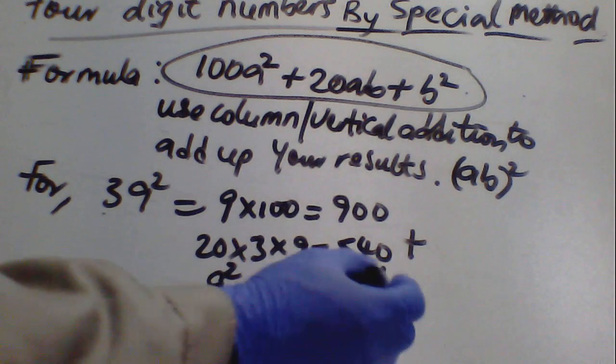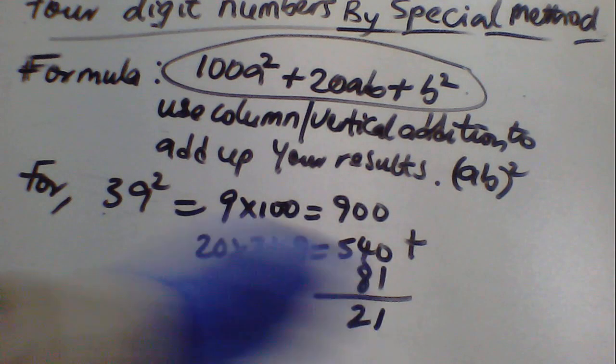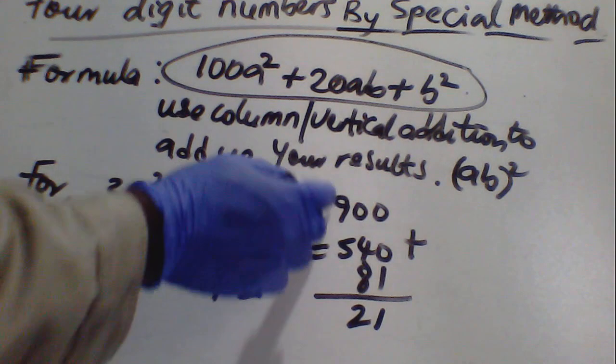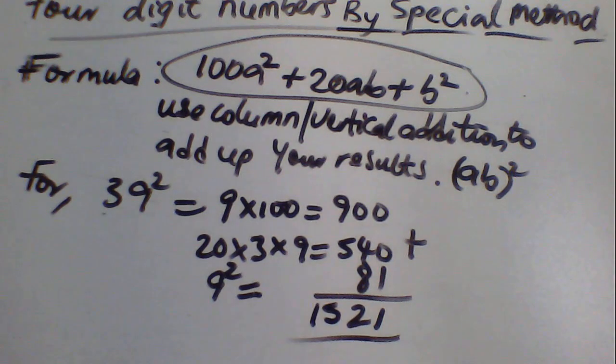So 0 plus 1 will give us 1. 4 plus 8 will give us 12. Carry 1. Put it here. 10 plus 5 will give us 15. That gives us that the square of 39 is equal to 1521.